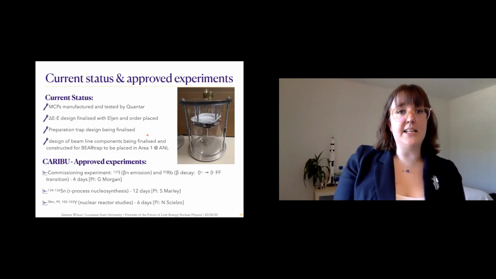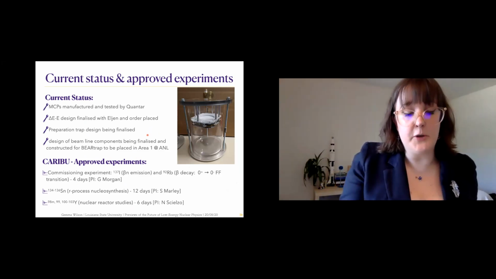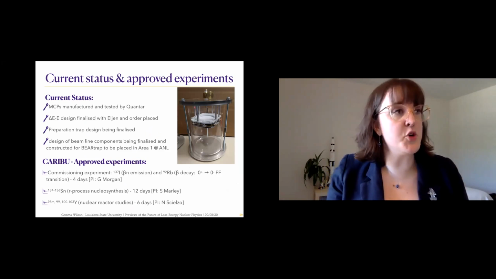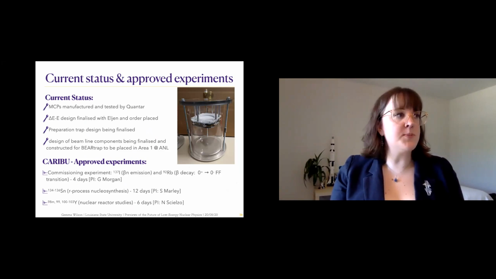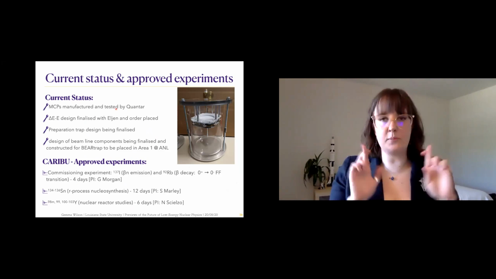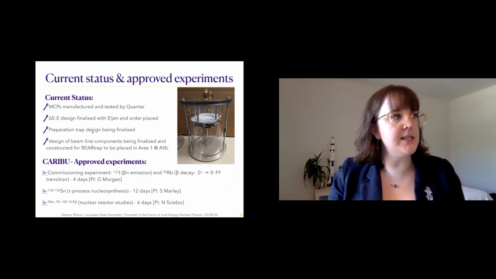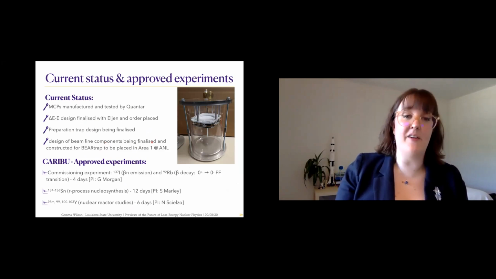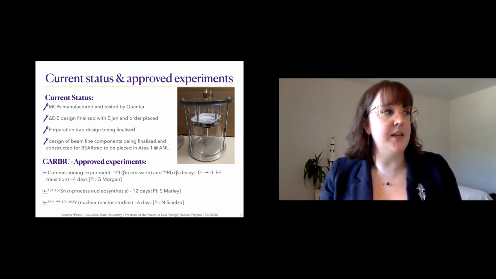So, the current status. We're currently building BEARtrap. The MCPs have been manufactured and tested by Quantar, and here is a photo of one of them. The delta E-E design has been finalized and the order's been placed with Elgin, and hopefully it'll be with us fairly soon. The preparation trap design has been finalized, and we're currently designing and building the beamline components, because BEARtrap is going to be installed in Area 1 at Argonne National Lab, which is the low background area where the tandem used to be.